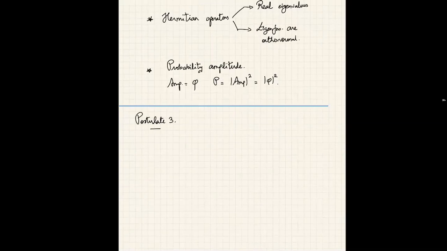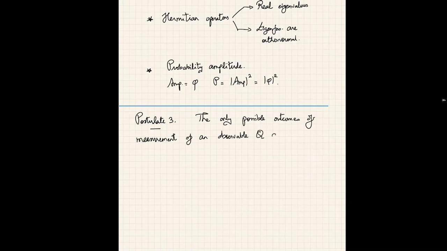Postulate 3 tells you that the only possible outcomes of measurement of any observable, let's call this observable Q, are the eigenvalues of the corresponding Hermitian operator Q hat.